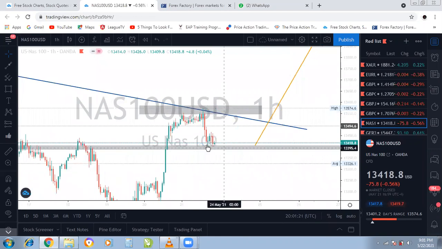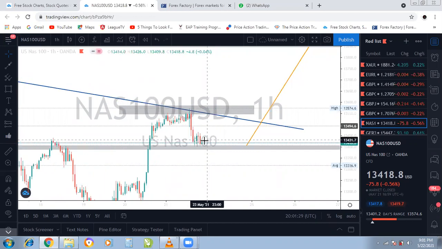Wow, this is a beautiful entry. You know that price closed on Friday. This is a beautiful entry, right? Because I've got a double bottom formation resting on my support zone.